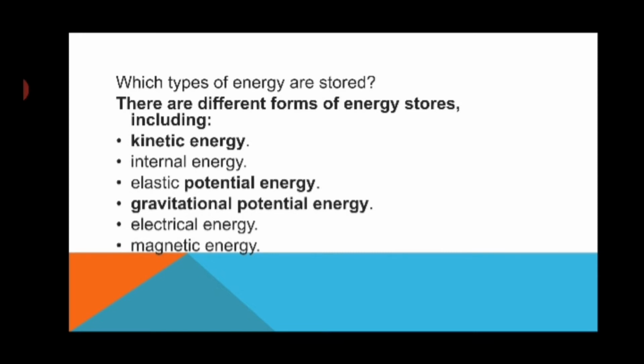And there are some other energy forms also. About this we are going to learn in coming classes: kinetic energy, internal energy, elastic potential energy, gravitational potential energy, electrical energy, magnetic energy, all these are forms of energy which can be stored in any object. So about these energies we will come to know in coming classes. Right now we are going to discuss more about kinetic energy.